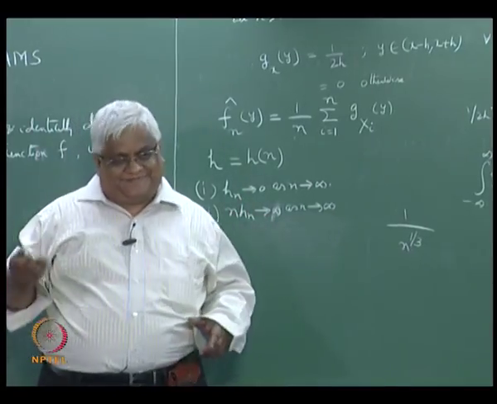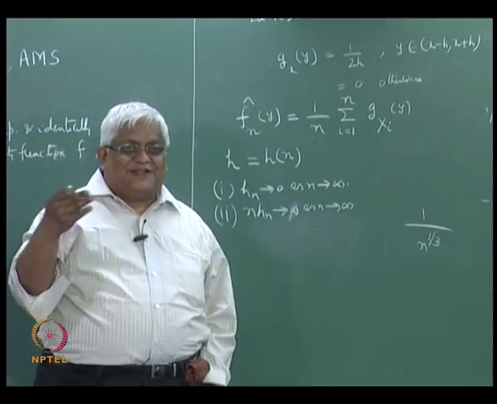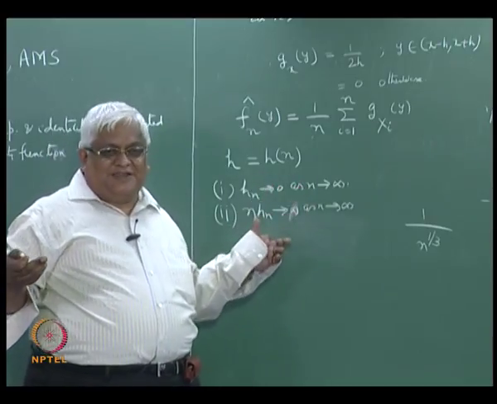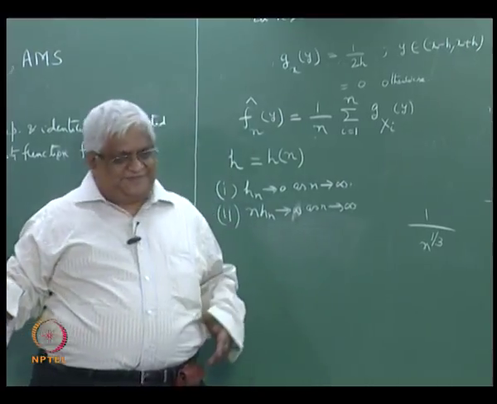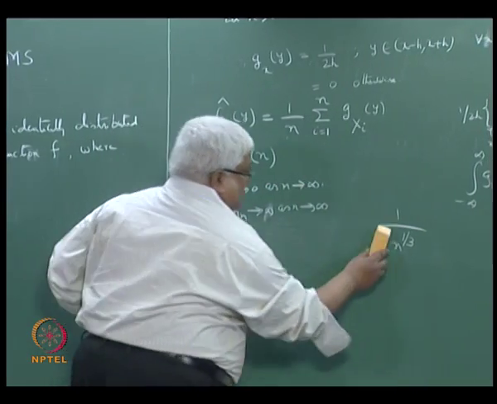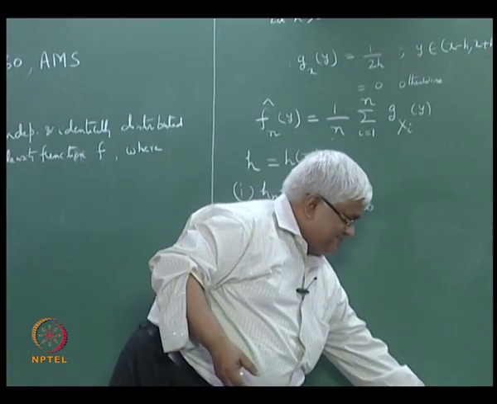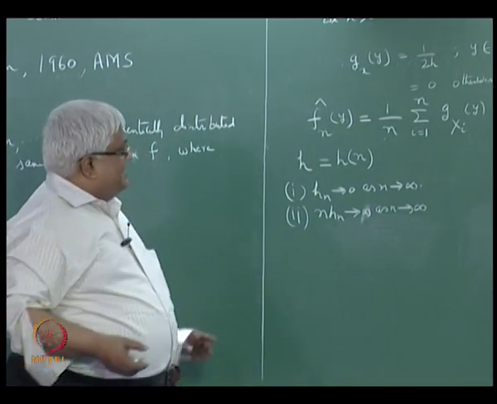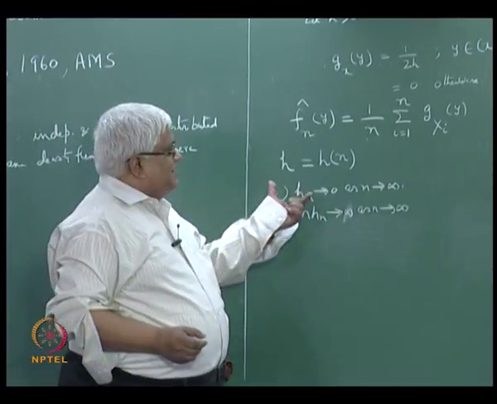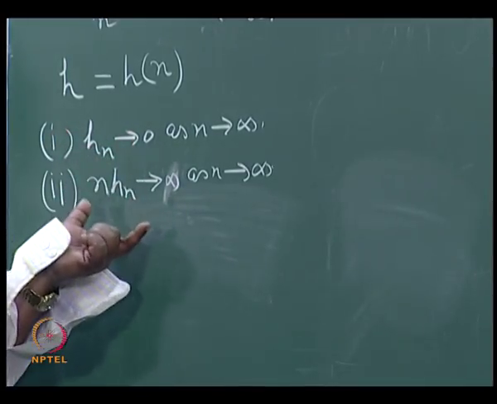1 by log n, you are computer scientists, we like to look at log n's. 1 by log n goes to 0, but n times 1 by log n goes to infinity, right. So, there are actually many sequences which satisfy these two conditions. These are two very small conditions, and intuitively we do not really see how these conditions are coming.